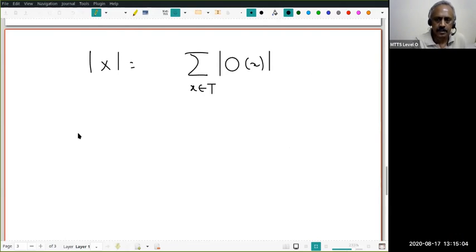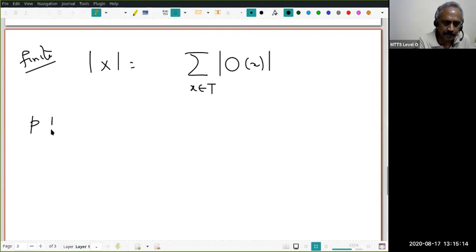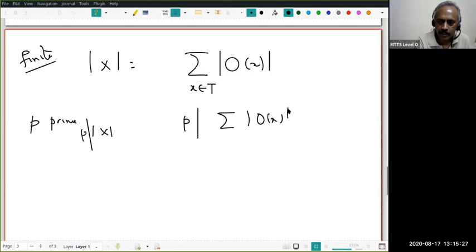Now suppose these are all finite. If you know cardinality, this result is still true, but that will not give us what we want. Suppose P is a prime and P divides mod X. What does this mean? That means P must divide this one, so I will not write the index. This is very easy, there is nothing interesting.